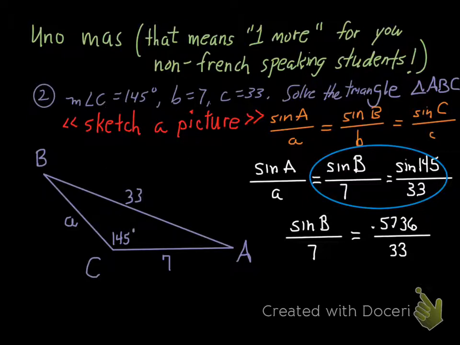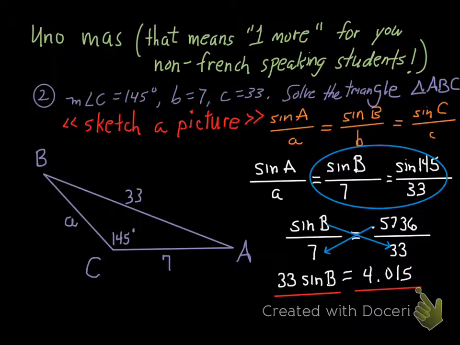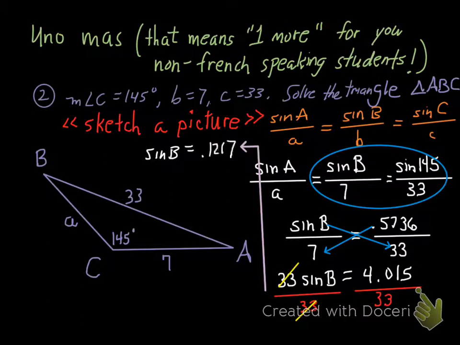I evaluated the sine of 145 in my calculator in degree mode and got 0.5736. And now it's time to cross multiply. Here's 33 sine of angle B equals, the multiplication here yields 4.015. Now to get sine B by itself, first I have to divide both sides by 33. In doing so, the 33's cancel. I'm left with sine B equals, and on my calculator I go 4.015 divided by 33. I get 0.1217.